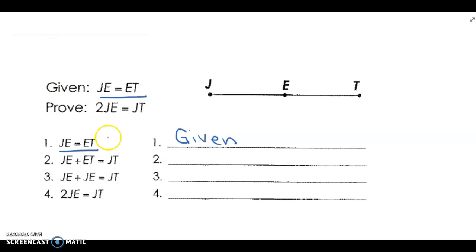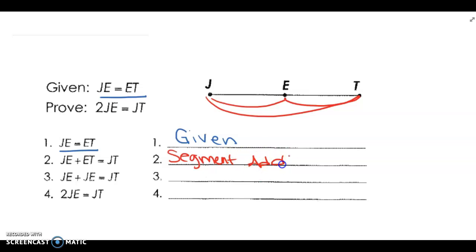Okay, so next we're going to look at number 2. It says JE plus ET equals JT. Well, JE plus ET equals JT. Hopefully you guys know by now that is the segment addition postulate.